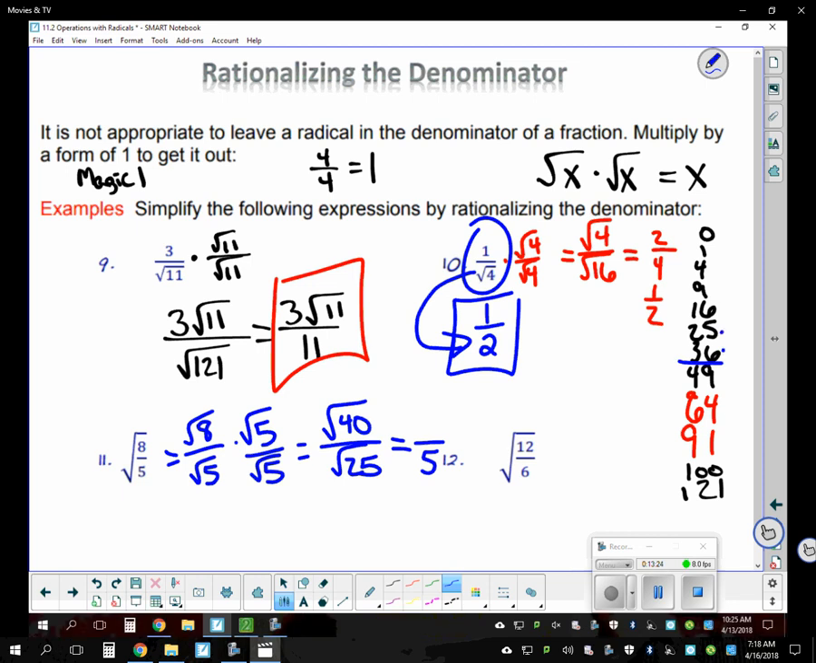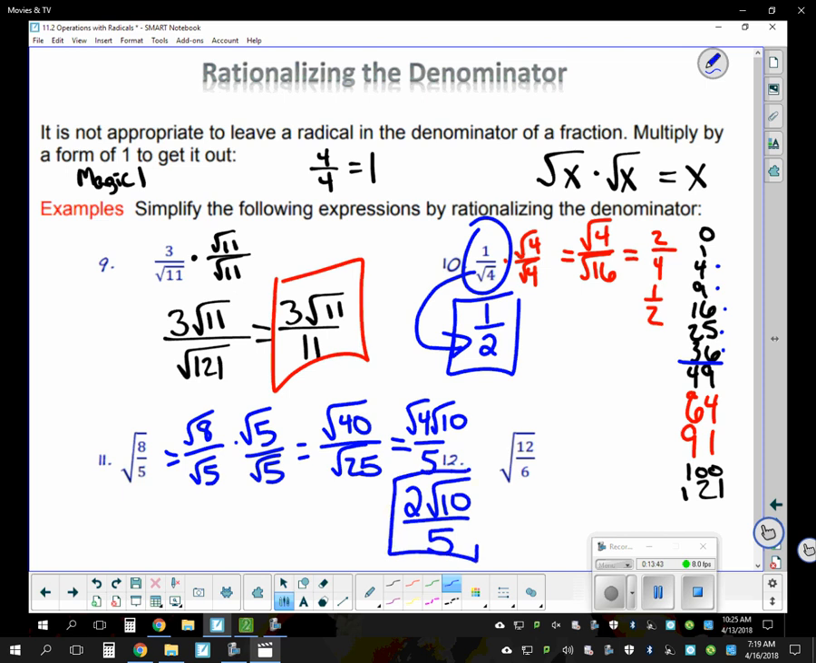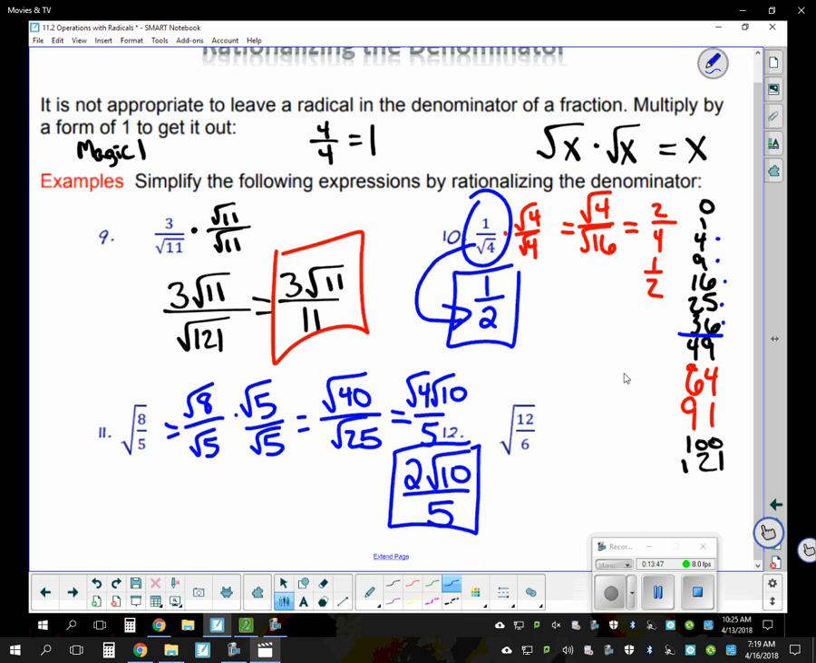So square root of 40, it's not divisible by any of these, but it is by 4. So square root of 4, square root of 10. Square root of 4 is 2. Square root of 10 stays the same, all over 5. Now again, you cannot reduce that 10 over 5 because 10 is under a radical, 5 is not. Okay, that is your answer. If it were the 10 that were not under the radical, then you could have done the 10 and 5, but not when one is under the radical and one is not.